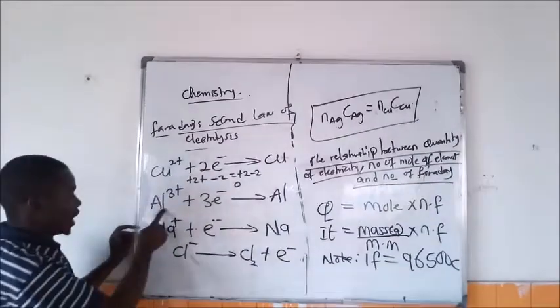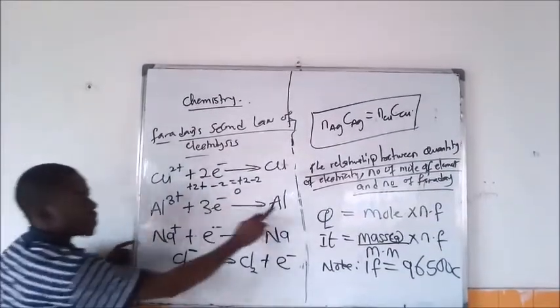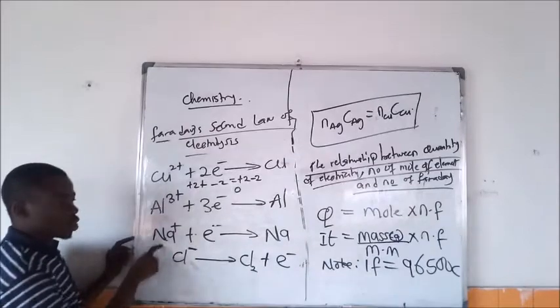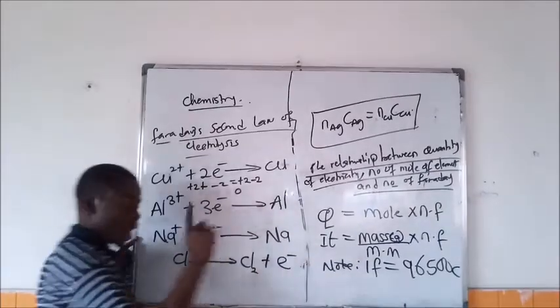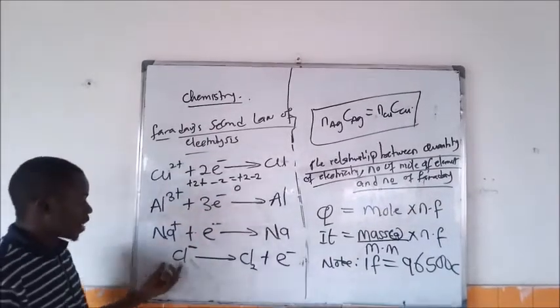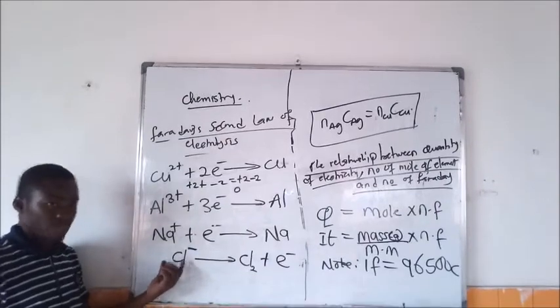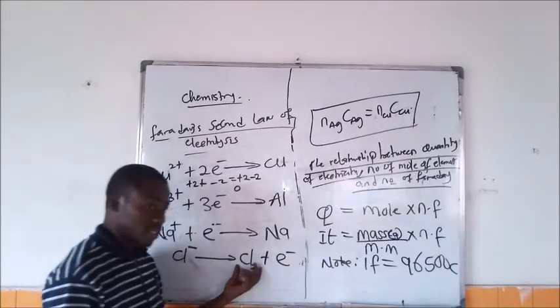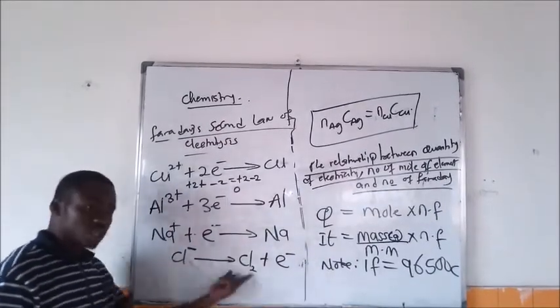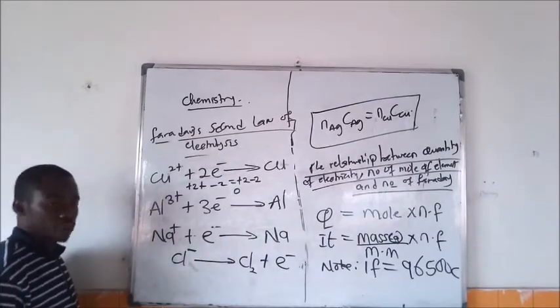So the atom here is also 1. Here, how many aluminium? 1. How many sodium? 1. But when you get to this place, how many chlorine do you have here? 1. How many chlorine do you have here? 2. That means the atoms are not balanced. What will you do?